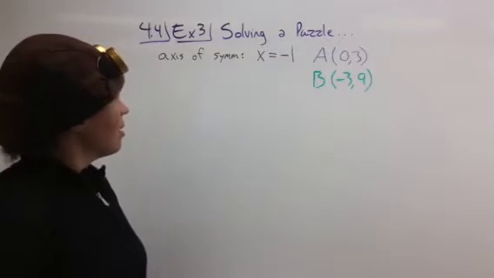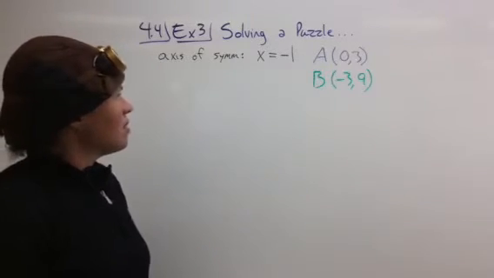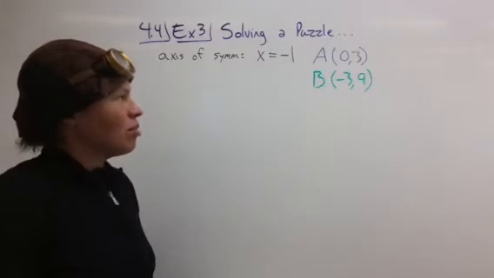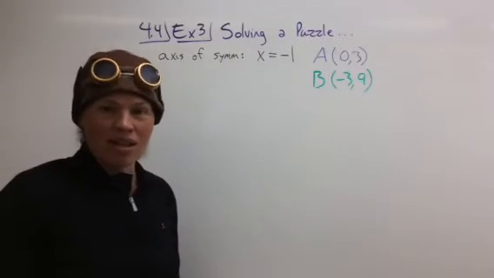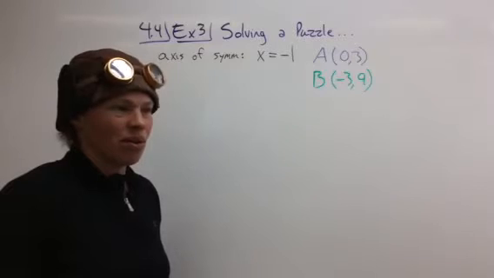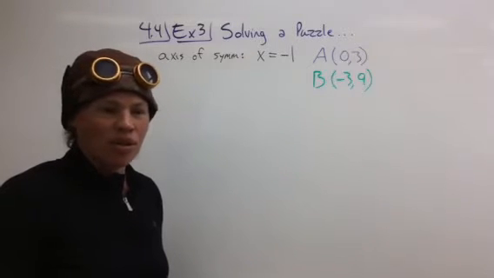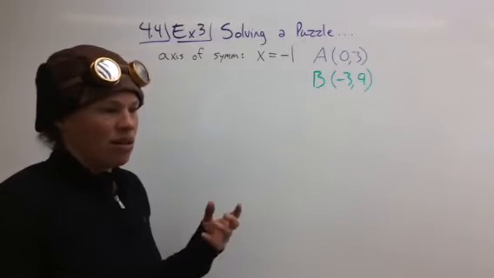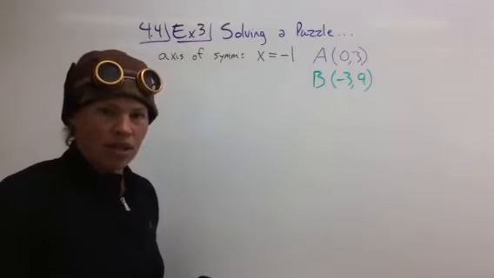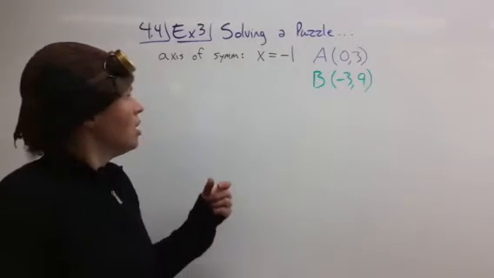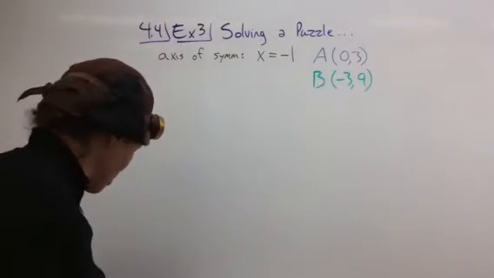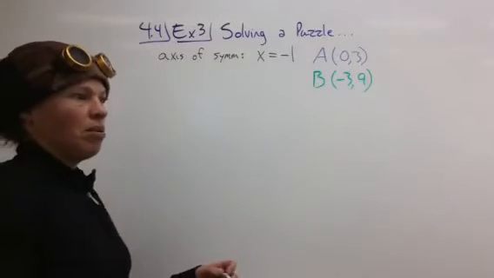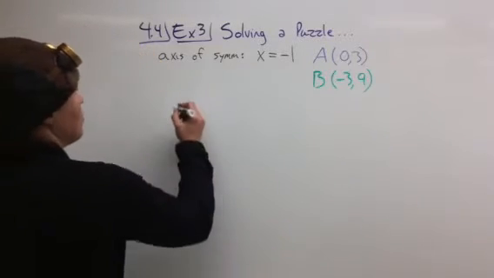This one, they give us, for example 3, they give us the axis of symmetry and they give us 2 points. They don't give us anything else. So we don't know the vertex, we don't know what a is, we just know that the x-coordinate of the vertex, being the axis of symmetry, is -1. So we can work with what we know and see where we can get from there.